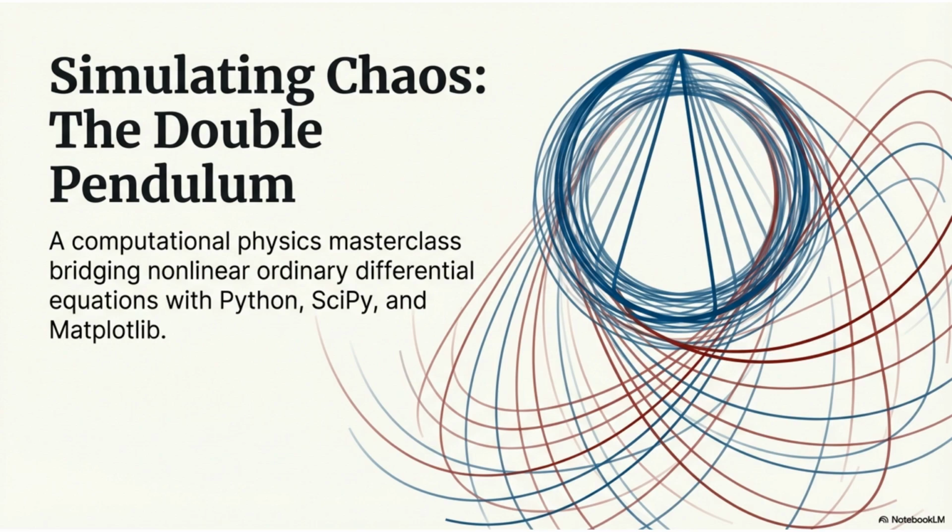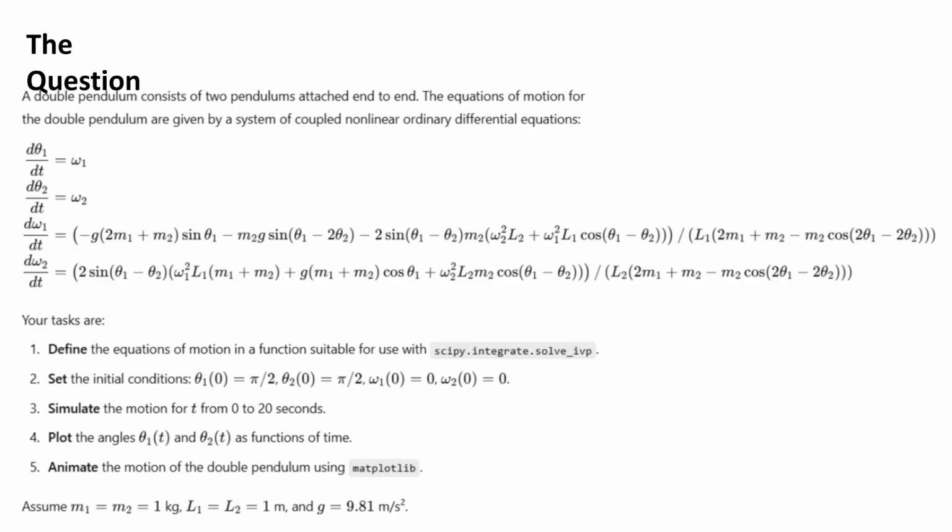Welcome to this computational physics masterclass on simulating chaos using the double pendulum. We will bridge nonlinear ordinary differential equations with Python, SciPy, and Matplotlib. A double pendulum is a simple system of two pendulums attached end-to-end.